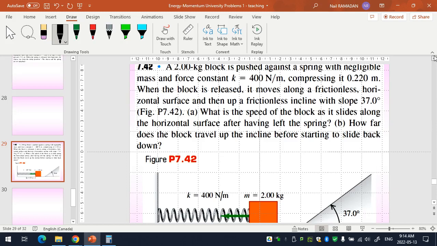It has to be. It's potential, which means it's stored. It gives away. It moves along a frictionless horizontal surface, and then up a frictionless incline. We could have added friction to this, no problem. With a slope of 37 degrees. What is the speed of the block as it slides along the horizontal surface before touching the ramp? And then how far does the block travel up the incline?